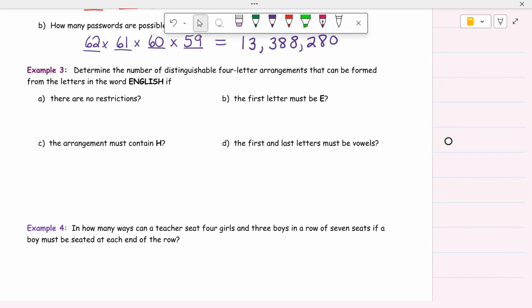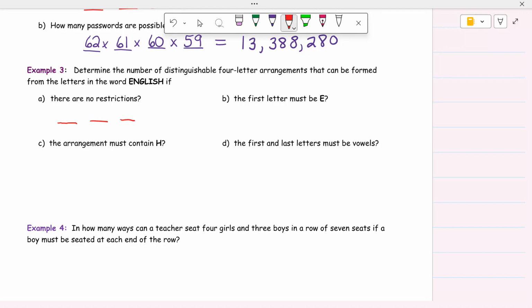You have those letters and that is it. So you don't have unlimited E's. They are not going to tell you this. You have to assume by reading this you have those letters and that is it. Okay? So if I say there's no restrictions, how many four-letter arrangements can you make?